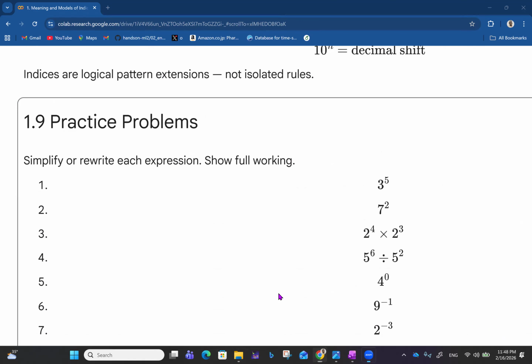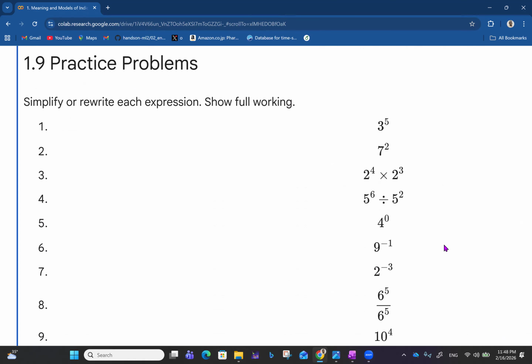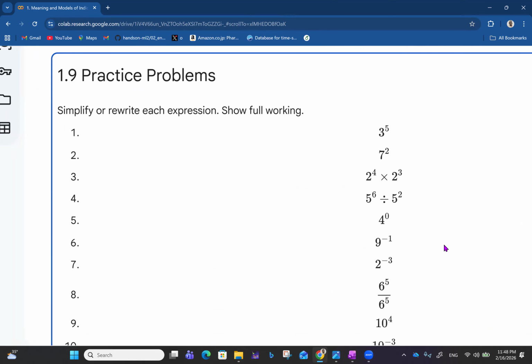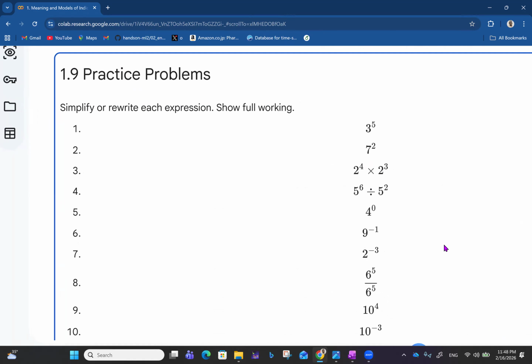So we have 20 questions here. Maybe I can show them in tens. Yeah, so top 10. Simplify or rewrite each expression. Show full working. 3 raised by 5. That's 3 times 3 times 3 times 3 times 3. That's 3 times 3, 9. 9 times 3, 27. 27 times 3, 81. 81 times 3, 243. 7 squared is 7 times 7, simply 49.